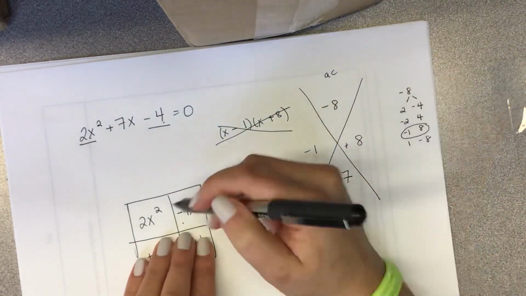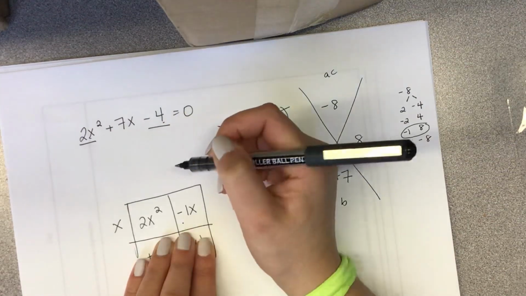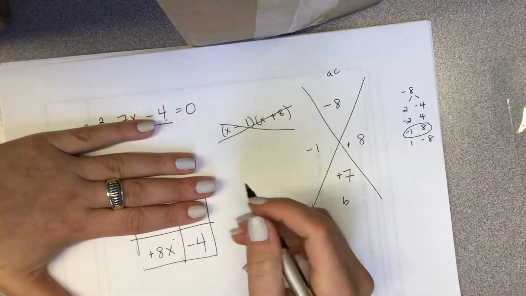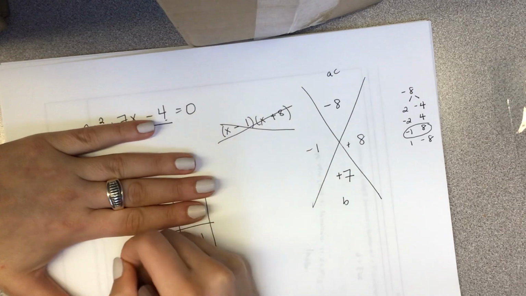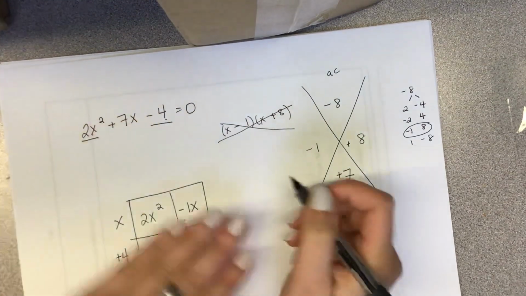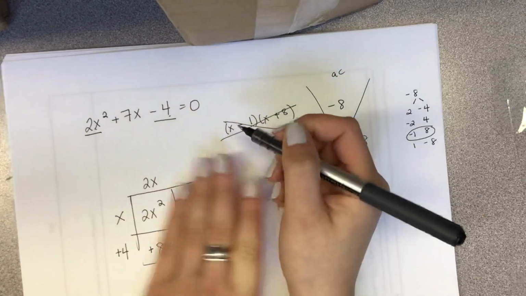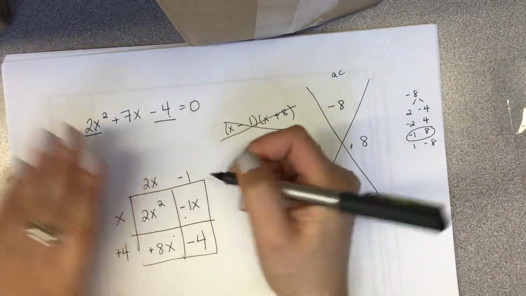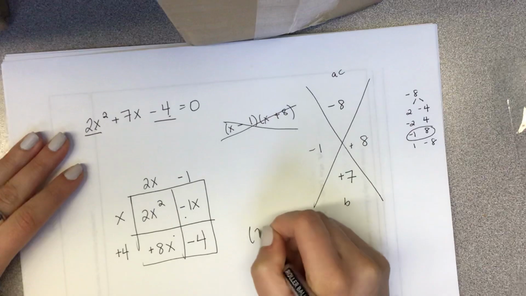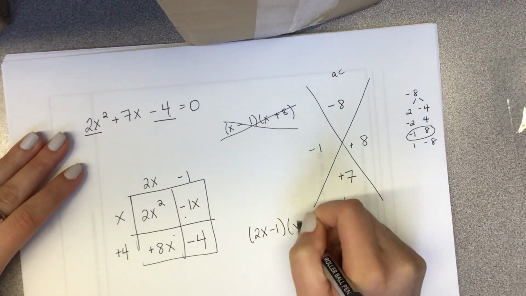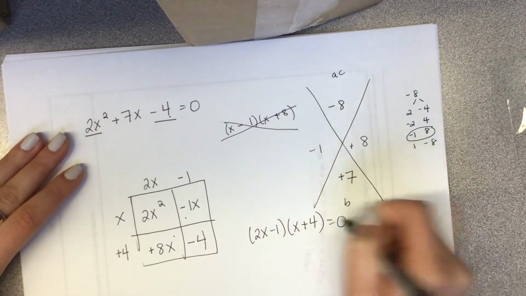So if I look here, what do these have in common? X. What do these have in common? They have a 4. What do these have in common? A 2x. And what do these have in common? A negative 1. So this would be 2x minus 1, x plus 4 equals 0. And then you would solve.